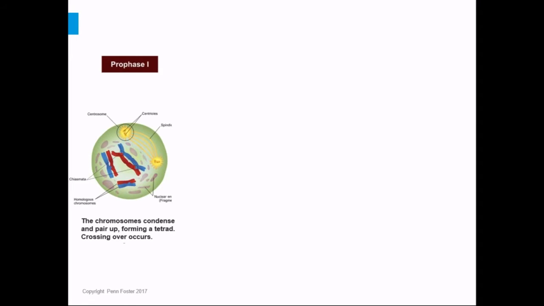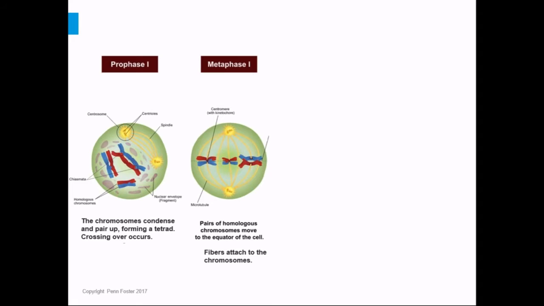Crossing over occurs, so that's where some of the genes from one chromosome kind of swap with genes from the homologous chromosome. Then we have metaphase 1, where the pairs of homologous chromosomes line up around the middle and fibers attached to them. So these are spindle fibers that are going to end up pulling them apart. So that's in metaphase where they're lining up.